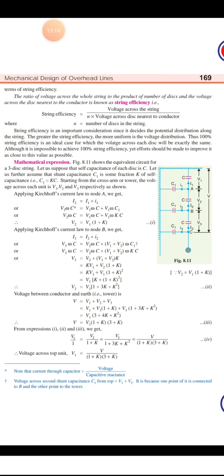Since it decides the potential distribution along each and every string, the greater the string efficiency, the more uniform is the voltage distribution. A 100% string efficiency is an ideal case that should be possible in DC, and for which the voltage across the disc will be exactly the same. When we are talking about 100% string efficiency, the voltage across each disc should be exactly the same when it is DC only.